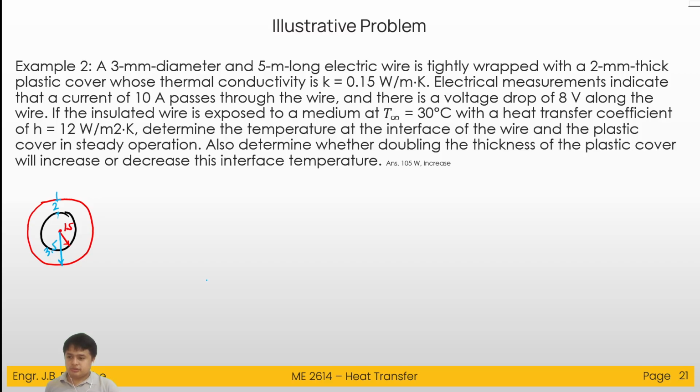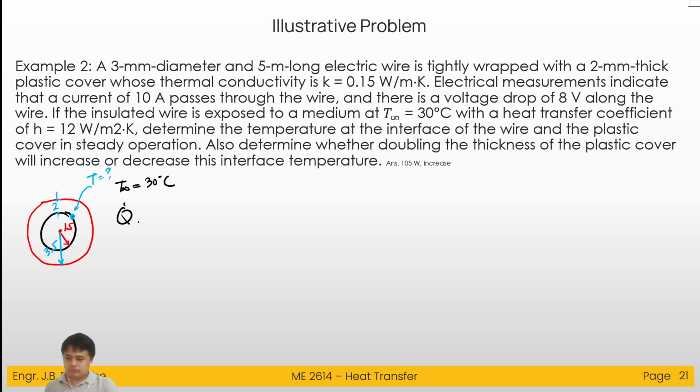So the conductivity K is given. The voltage drop and the current in amperes are given. The temperature outside the wire is 30 degrees Celsius. We want to determine this temperature here, the interface temperature. So just write T here for now. But how do we solve for this?